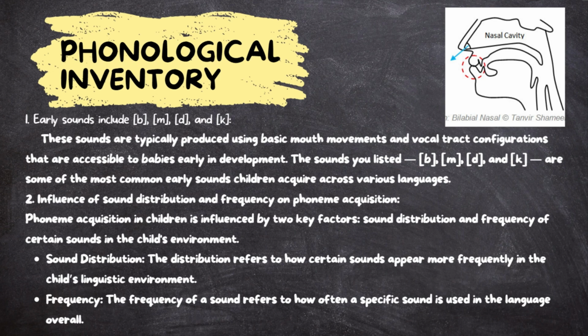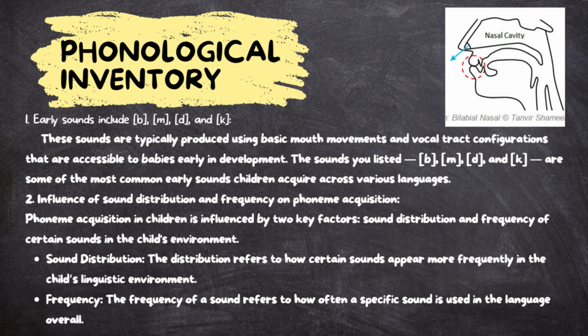with their vocal tract. So the letters B, M, D, and K, these sounds are common in many of the world's languages, and they are usually some of the first phonemes to emerge in infant speech because they are easier to produce with the basic physical capabilities of a young child.